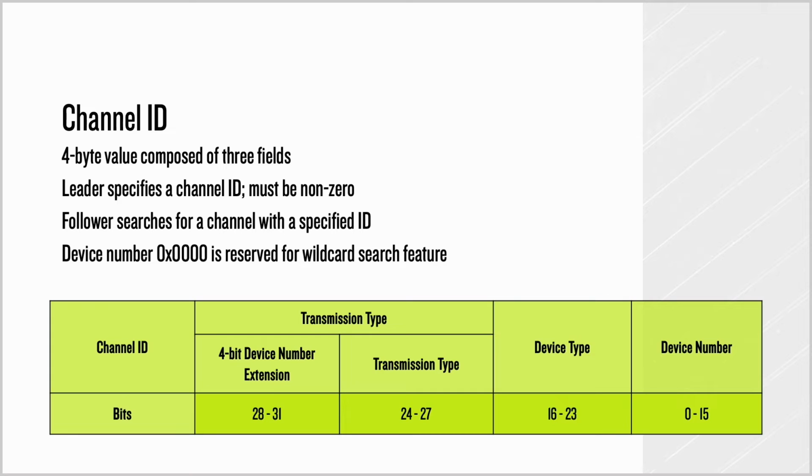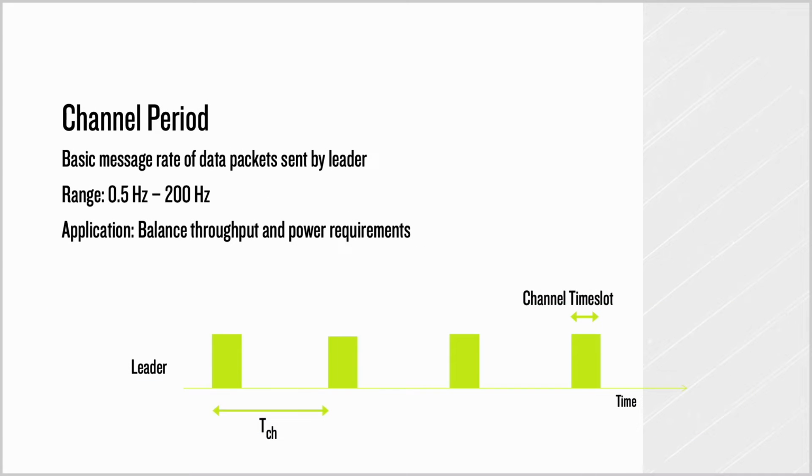The device type is used to specify the class of device. For example, a heart rate sensor versus a speed sensor. The most significant bit is a pairing bit, which makes up part of one of ANT's pairing mechanisms. The device number is meant to uniquely identify a device from other devices with identical transmission and device type. For example, differentiating between two different heart rate sensors. Leaders cannot set the device number to 0x0000.